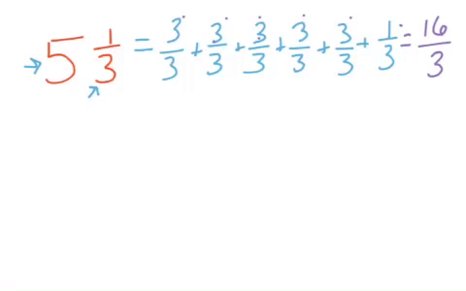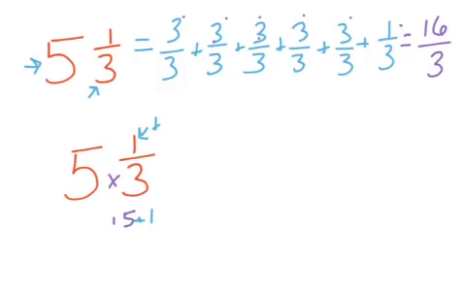Now, I can do this again with my 2 steps. I can start with multiplication. So 5 times 3 is 15. And then I add my numerator to my 15. So 15 plus 1 more is equal to 16. That 16 is now my numerator, and my denominator stays the same.